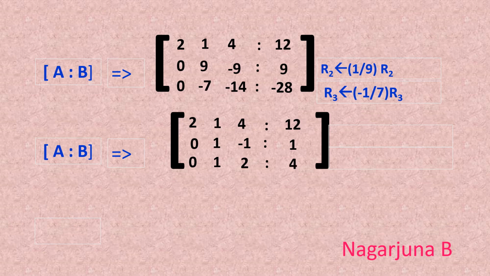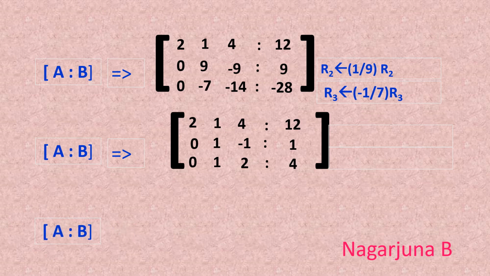So it is the augmented matrix which we have got after dividing R2 by 9 and R3 by minus 7. Now we shall apply the second step of Gauss-Jordan elimination method to make the element A22 non-zero and making the element A12 and A32 to become 0. So here all the elements are 1, that is the second elements are 1. So it is easier to make them as a 0.